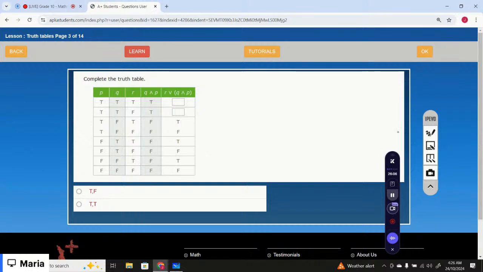Complete the truth table. That is again or between R and this, that is or between them. So true, true, true. True, false, true. If one of them is true, the answer is true. So the correct option is option number two, that is true and true.